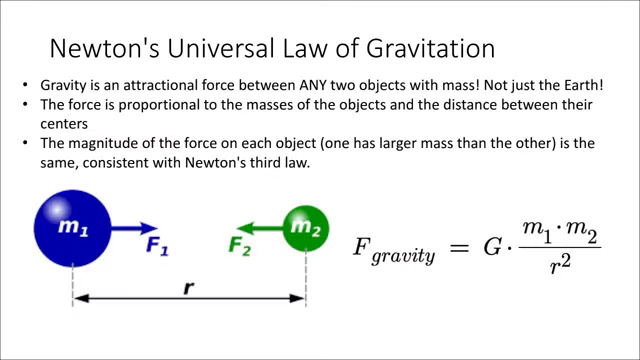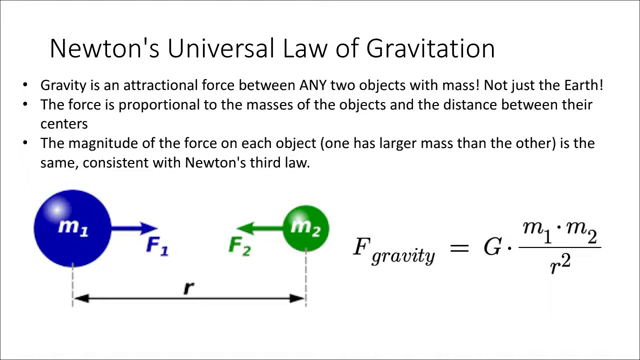To begin, let's define Newton's universal law of gravitation. Newton defined gravity as an attractional force between any two objects with mass, not just objects on Earth and our Earth. What this means is that every object in the universe exerts a gravitational force of attraction on every other object. Now, realize that this force is proportional to the masses of the two objects involved and the distance between their centers. So as we get further and further away from an object, the effect of its gravity is weaker and weaker.